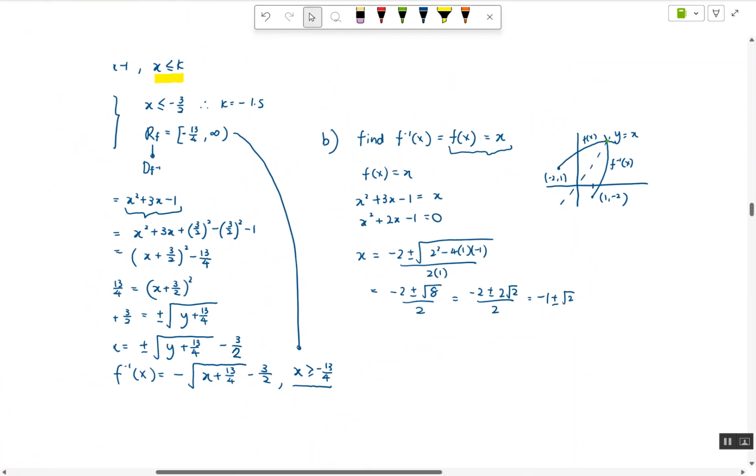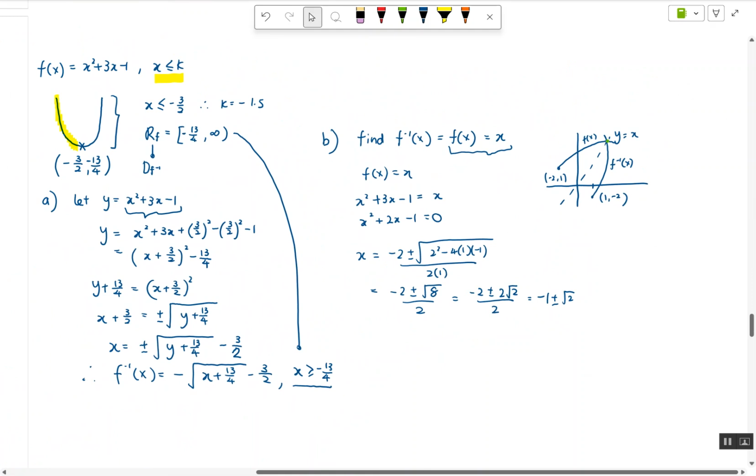Again, we look at the domain of f inverse. We want the left side, right? So therefore, x has to be the positive guy or the negative guy? Negative guy. Why? Because we take the left side. The left side will be the negative, the negative value. f inverse of x is for x less than k, right? Okay, can. So this is for B.